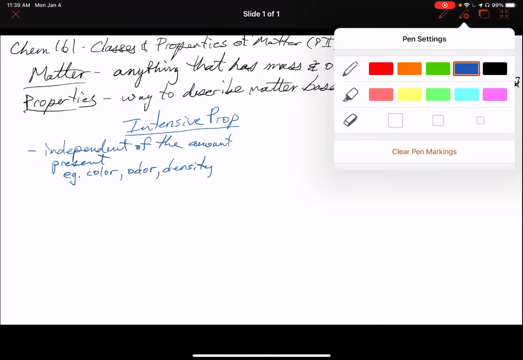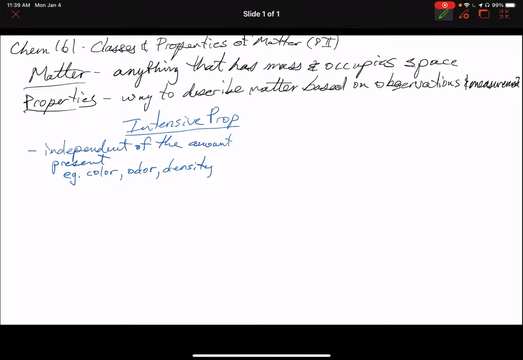This can be contrasted to another type of property, which is called the extensive property. Extensive properties are the complement to an intensive one. So we expect these to be dependent on the amount of the substance in question.